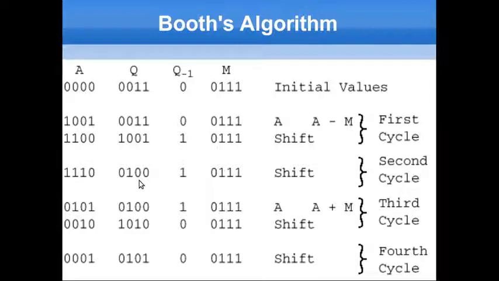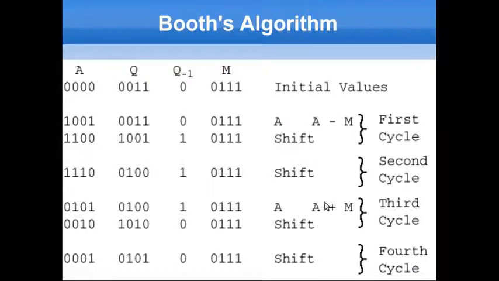After performing our shift, we compare 0, the least significant bit of Q, with Q minus 1, and it indicates to us that we are to perform an addition and store the sum of A and M in the accumulators column, and that's exactly what is done.